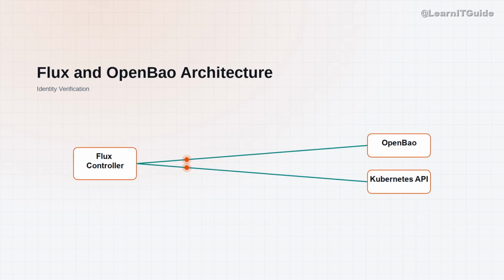So how does this work internally? When Flux needs to deploy a resource, it asks the Kubernetes API to verify its own identity. It presents a token to OpenBao. OpenBao validates that token against the Kubernetes API, and if it is valid, OpenBao issues a short-lived dynamic secret directly to the application. This happens in milliseconds and requires no hard-coded strings in your Git repository.